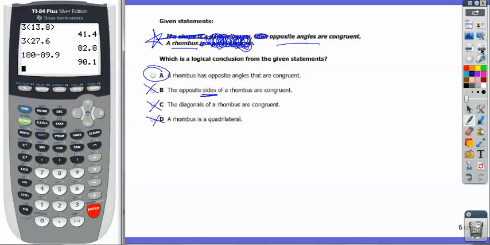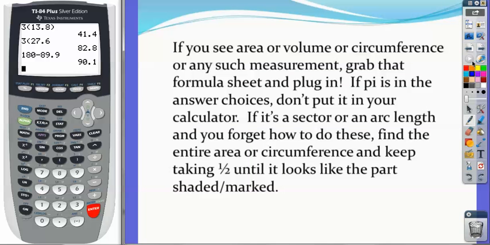Next. If you see area, volume, or circumference, or any measurement, grab that formula sheet and plug it in. If pi is in the answer choices, don't put it in your calculator, or put all the answer choices in. If it's sector area or arc length and you forgot how to do those, find the entire area and keep taking half until it looks like part of it's being shaded.